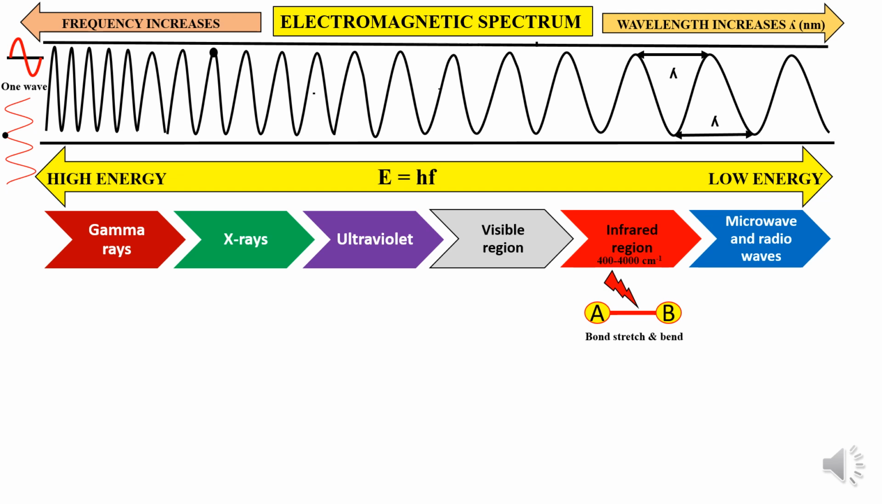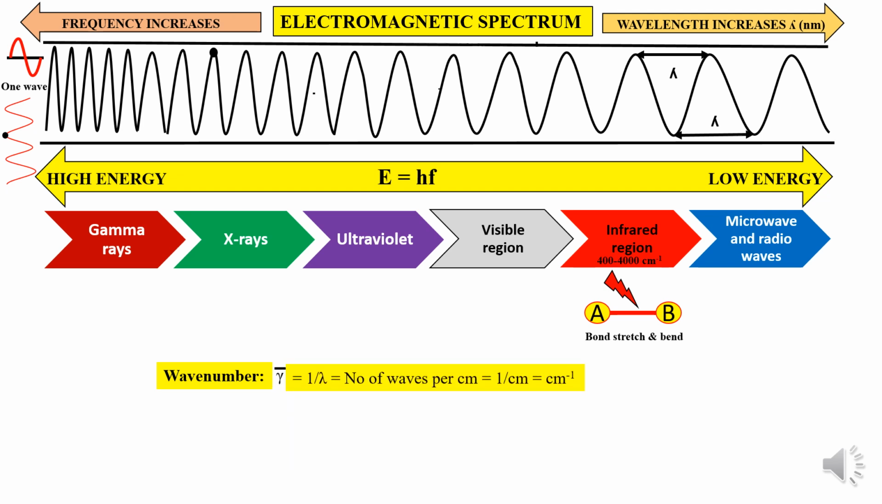Now the infrared region in the range of 400 to 4000 centimeter inverse induces bond vibrations. That is, it has sufficient energy to bring about both bond stretching as well as bond bending. So that is the significance of this region. It can induce bond vibrations like bond stretching and bond bending.